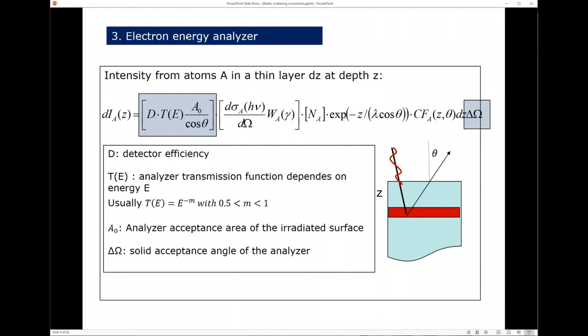The third factor is the electron energy analyzer, the efficiency of the detector, and there's the analyzer transmission function, which depends on the kinetic energy of the electron, so that should be corrected for. That's what is done in the step where we correct for the analyzer transmission. It's usually fairly simple, and the correction is usually sufficient to account for that.